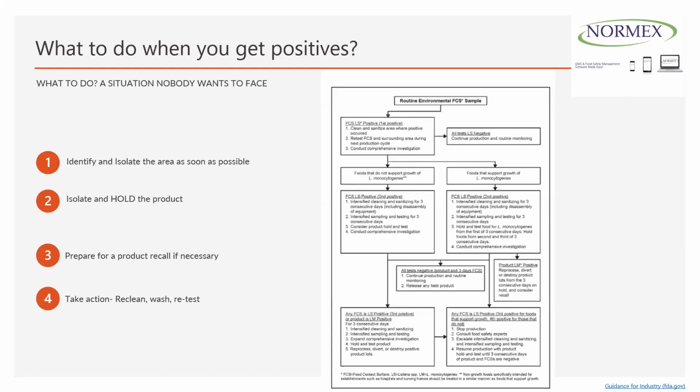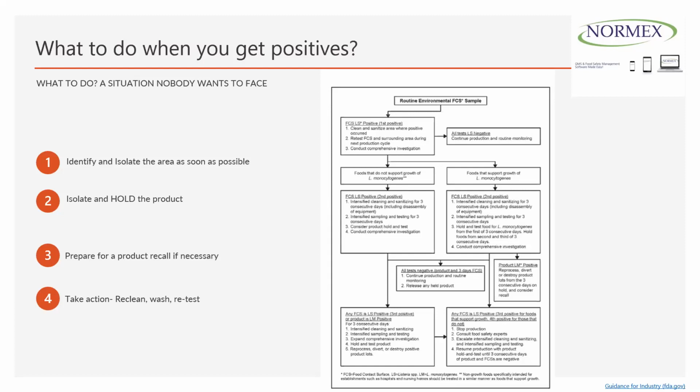So what to do when we get positives? This is a situation nobody wants to face, but the first step would be to identify and isolate the area as soon as possible. Isolate and hold the product in question. Prepare for a product recall if it's necessary. Take some samples out of that product on hold. See if those have any presence or not. Take action, re-clean, wash, or retest those areas that have those presence.